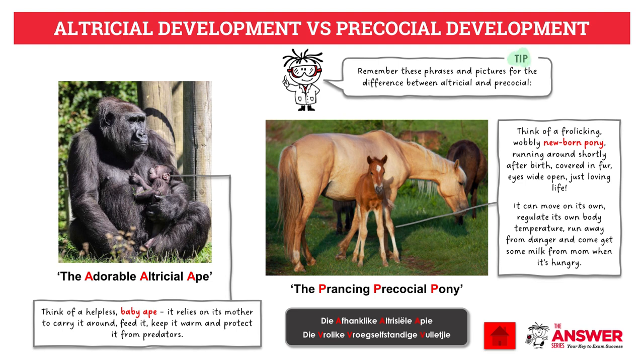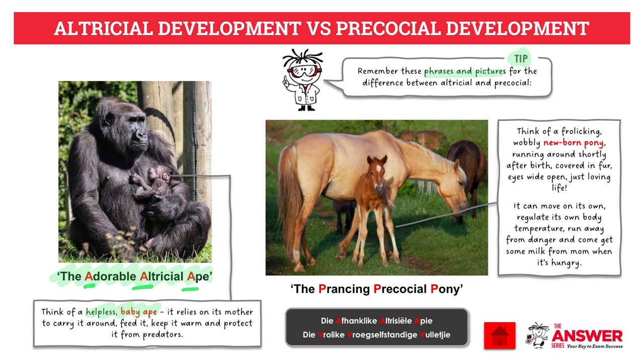So here we have a little tip box that says remember these phrases and pictures to remember the difference between altricial and precocial. So when we think of an altricial animal, remember the phrase the adorable altricial ape, A, adorable altricial ape, because that helps you think of this little picture with a helpless baby ape that's clinging to its mother. Its mother has to carry it around, she has to feed it, she has to keep it warm, and she has to protect it from other predators. So an altricial organism is one that depends a lot on its parents after its initial birth.